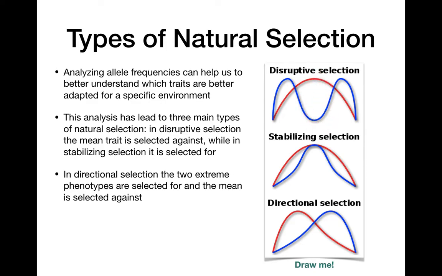Okay, directional selection, we have 2 extremes. So let's say we have the long tail or the short tail, they're going to be selected for, and the mean is selected against. So let's say in this case, originally having a short tail was the best thing.